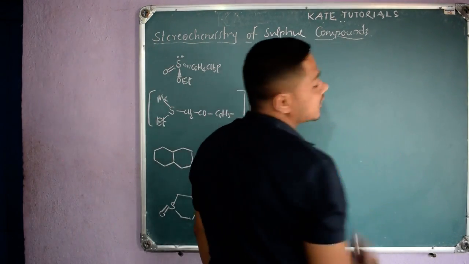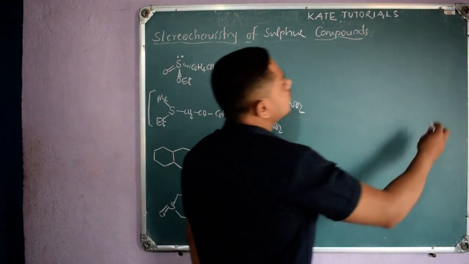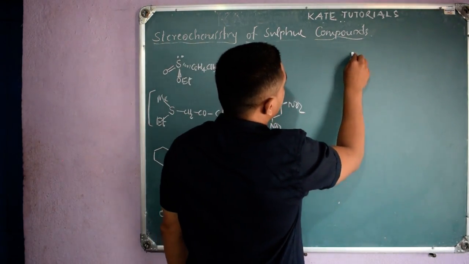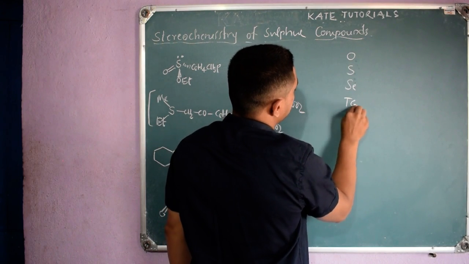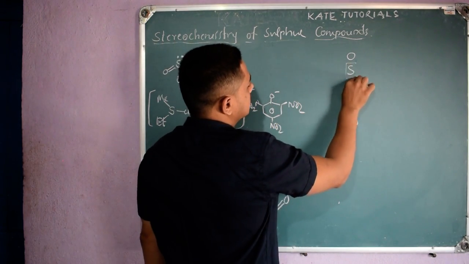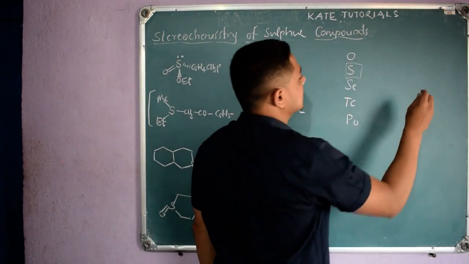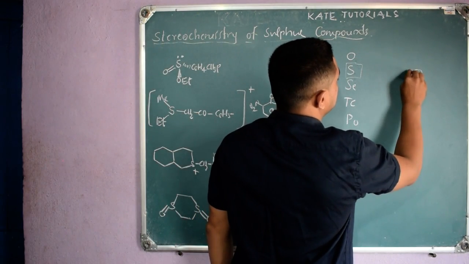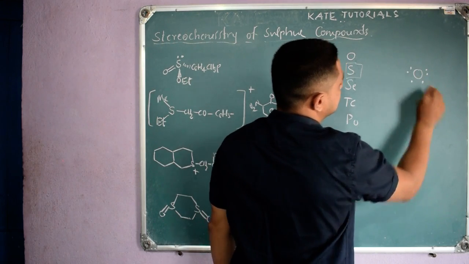Sulfur belongs to the oxygen family, the chalcogens. In the oxygen family, we have oxygen, sulfur, selenium, tellurium, polonium. Sulfur is below oxygen. We know that the valence of oxygen is 6. Can I write it like this? 1, 2, 3, 4, 5, 6.